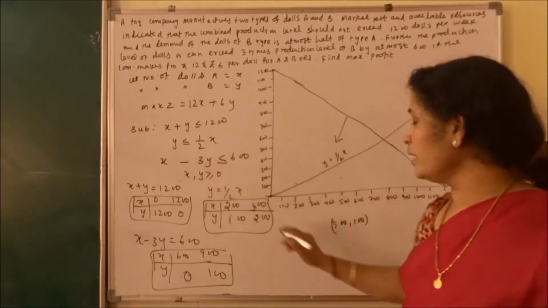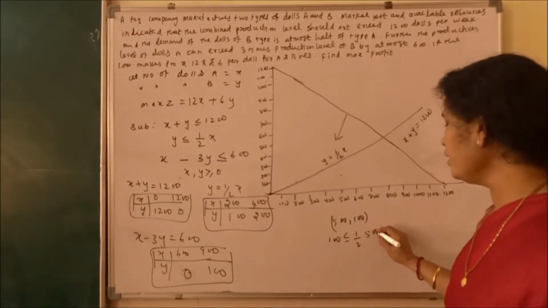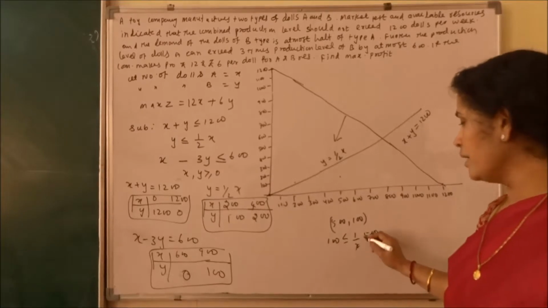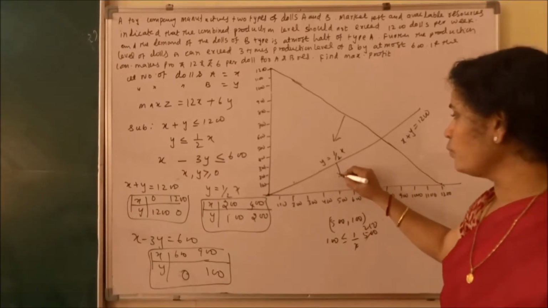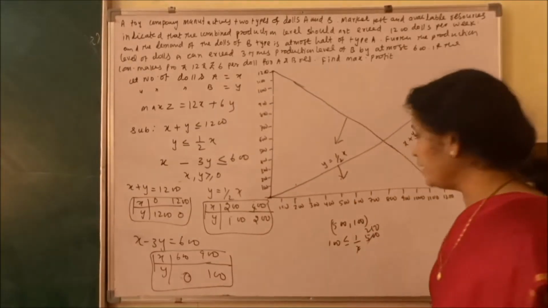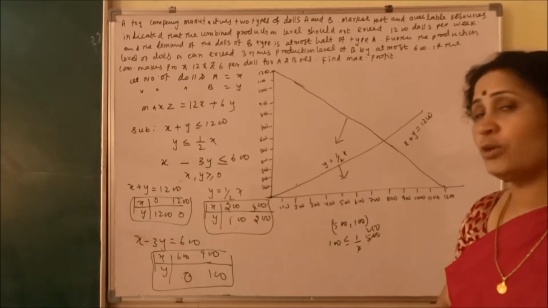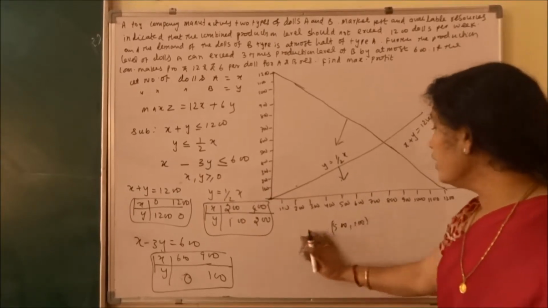100. I am substituting in the inequality. That is 100, which is less than or equal to 1/2 into 500. Of course, the condition 250 is satisfied. So the shade comes towards the origin, below the line. So if the line passes through the origin, then you must check the shade. You have seen in 11th standard how to check it.